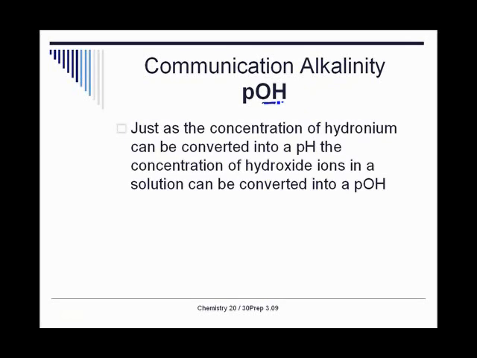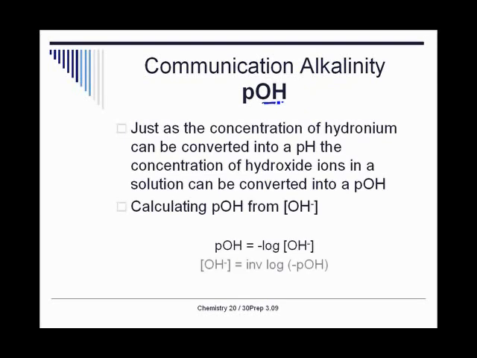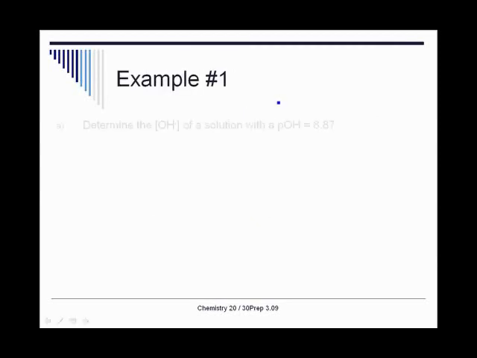So just as the concentration of hydronium can be converted to a pH, the concentration of hydroxide ions can be converted to a pOH. So it's the same formula as the pH formula, only with OH instead of H3O. And same thing for the inverse log formula. So we'll just do a couple of examples to get our feet wet.